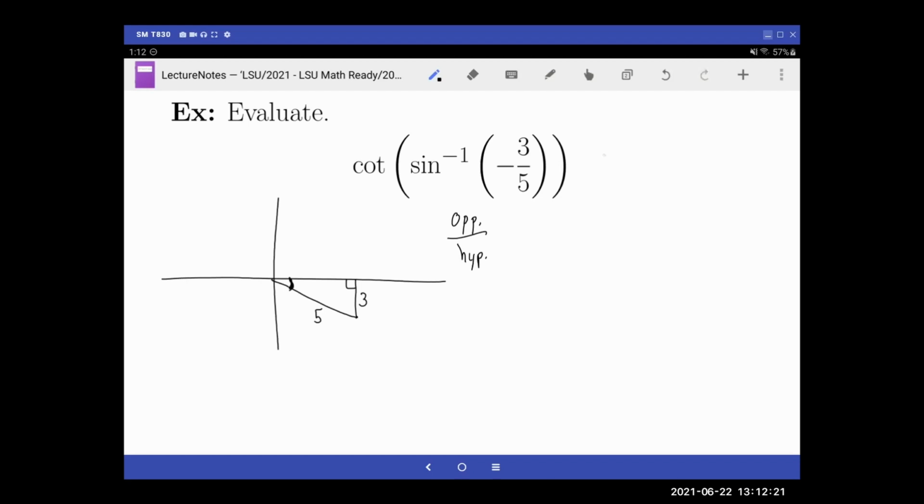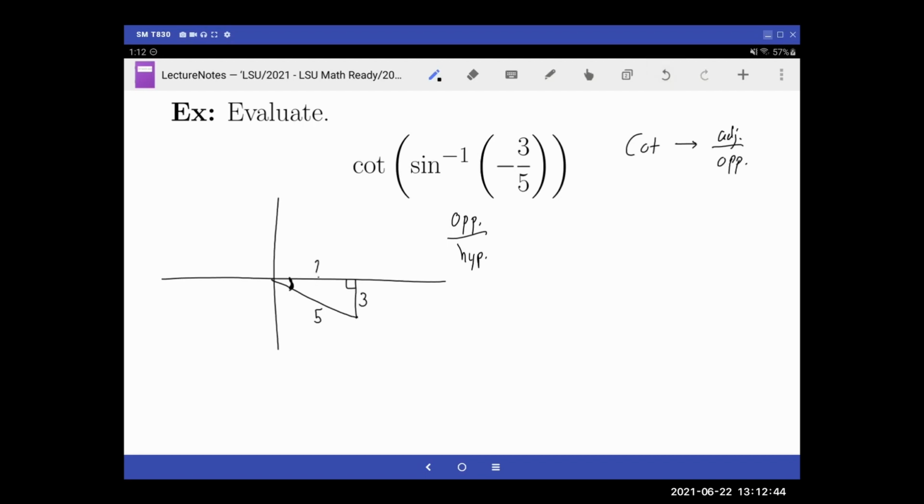Okay, cotangent, you may remember, cotangent is going to be adjacent over opposite. Adjacent over opposite. So it's the same thing as tangent, but flipped over. Okay, well, I don't know what the adjacent side is. I have to find that. Opposite side, though, is 3.